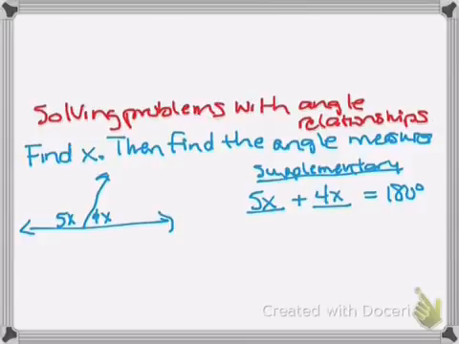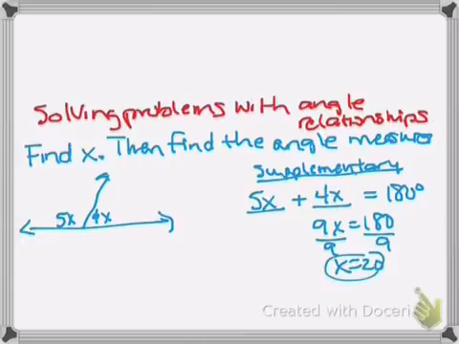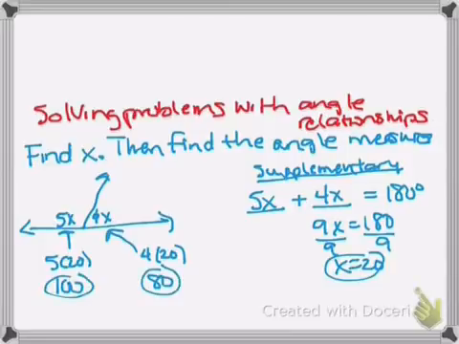So I can combine like terms now, trying to solve for x. 5x plus 4x is 9x. I have to get x isolated, so I'm going to divide both sides by 9. The value of x is 20. Now 20 is not the angle measure, 20 is the value of the unknown. So I'm going to take 20 back to the diagram and insert 20 in place of x. So I have 5 times 20 and 4 times 20. If you evaluate that, you'll get each of the angle measures. One of the angles, 5x, measures 100 degrees. 4x measures 80 degrees.